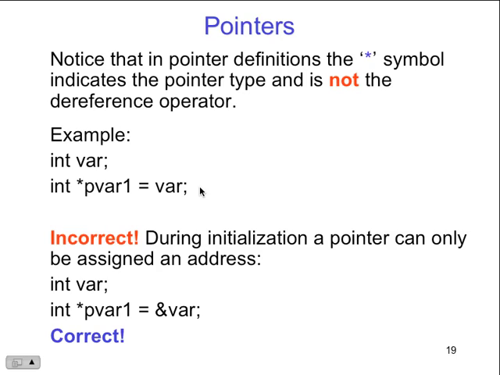What is variable at this point is garbage, actually. It's garbage at some location out there. So it's incorrect. During the initialization, a pointer can only be assigned an address. So we say integer pointer p variable 1, and the correct way of saying it would be the address of variable. Let's change this and say integer variable is equal to 5.